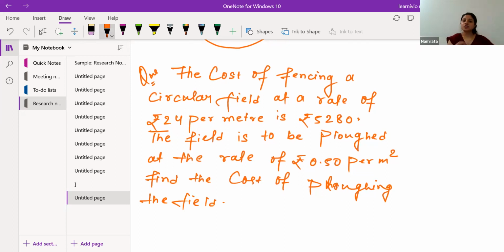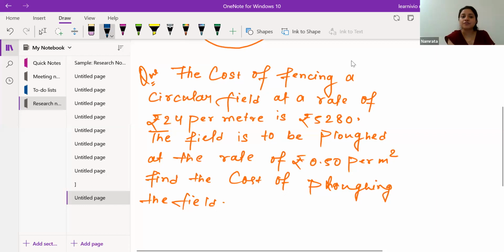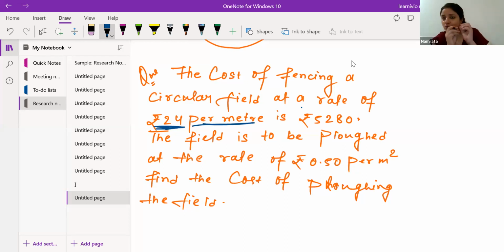Okay, let's read the question and let's understand. Two formulas, you already know those two formulas. This chapter is mainly about your understanding, how comfortable you are with the word problem. So let's read the question carefully, what exactly the question is saying. The question says the cost of fencing a circular field at a rate of 24 rupees per meter. Whatever unit is given, that unit will guide you whether you are supposed to find the perimeter or the circumference of the circle, or you are going to find the area of the circle.